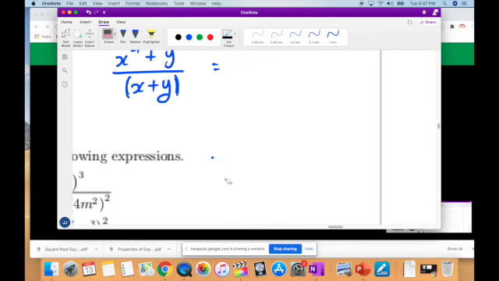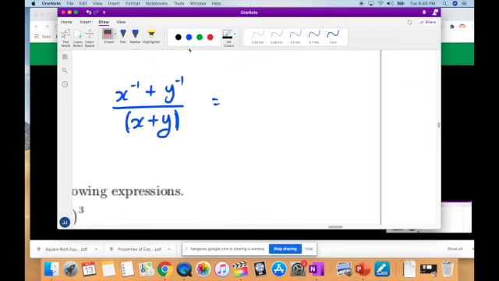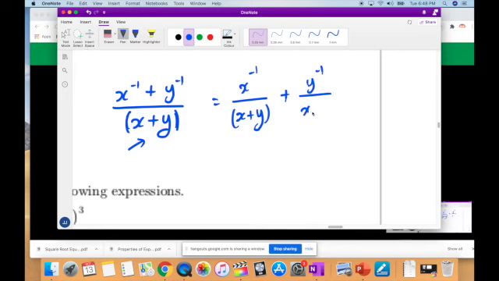Because I have this common denominator, I could say, well, all right, the common denominator is x plus y, and I could split it up. I could put x to the negative 1 and then plus y to the negative 1, all over the same x plus y denominator. You all understand how I got from here to here?